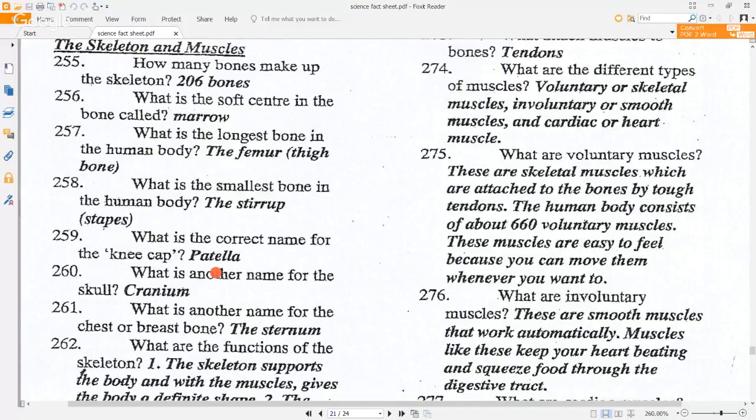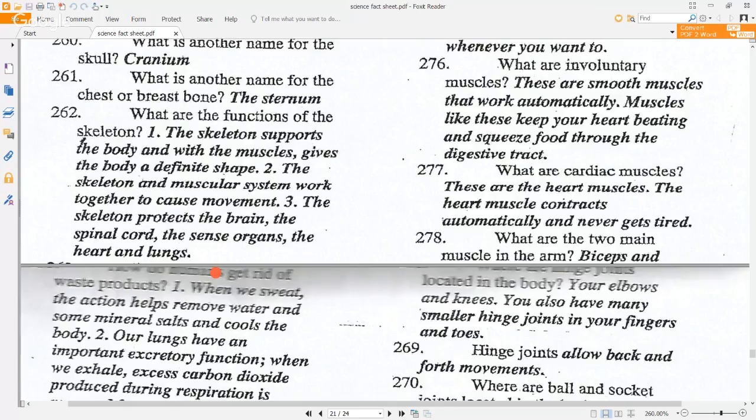What are the functions of the skeleton? The skeleton supports the body and with muscles gives the body a definite shape. The skeleton also works with the muscular system to cause movement. The skeleton protects the brain, the spinal cord, the sense organs, the heart, and the lungs. So all of those things are protected by the skeleton.